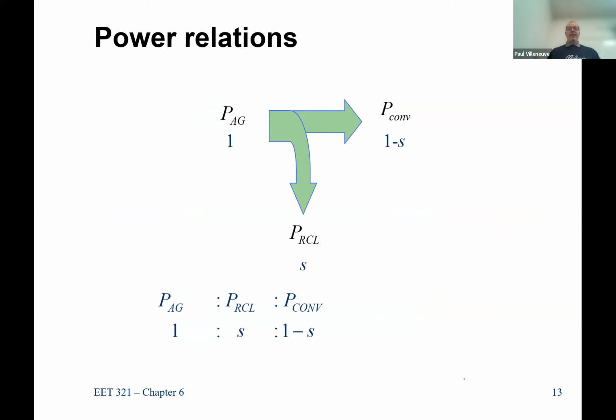So here's a really good diagram. It shows the power relationship. If I have 1 unit of power coming in through the air gap, 1 minus s of that power is converted to mechanical power and s is dumped as heat. You can see all the energy loss just by looking at this diagram. Okay.